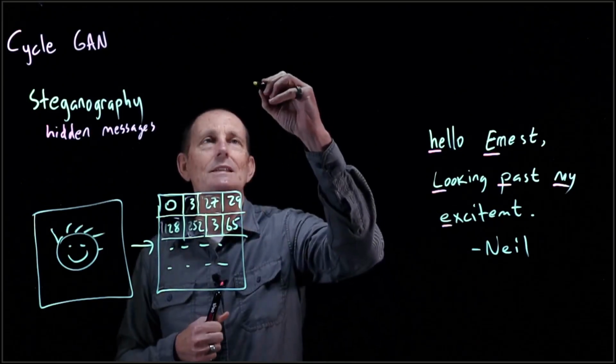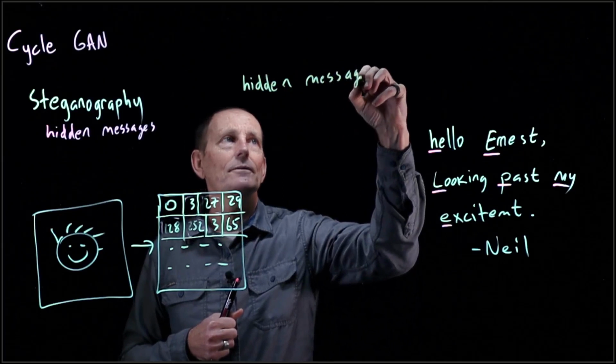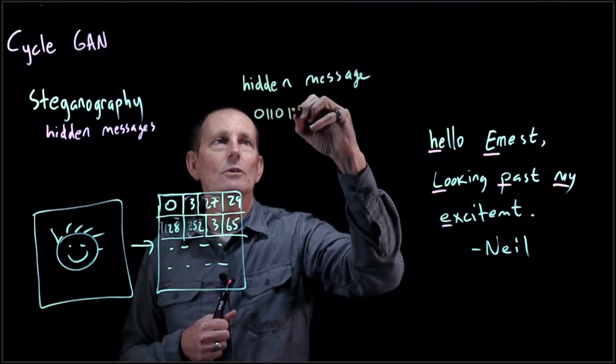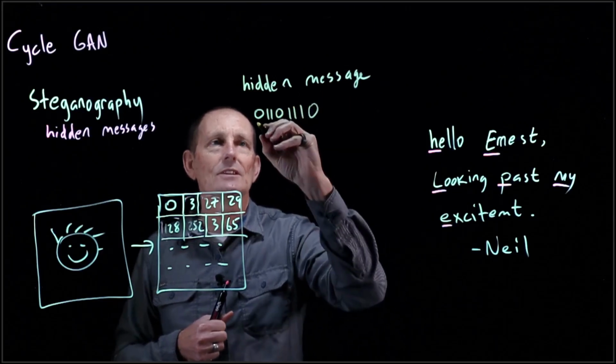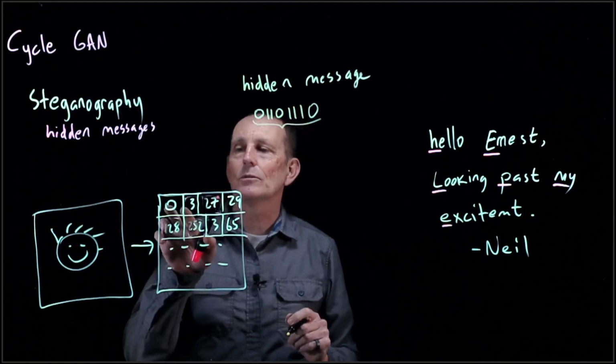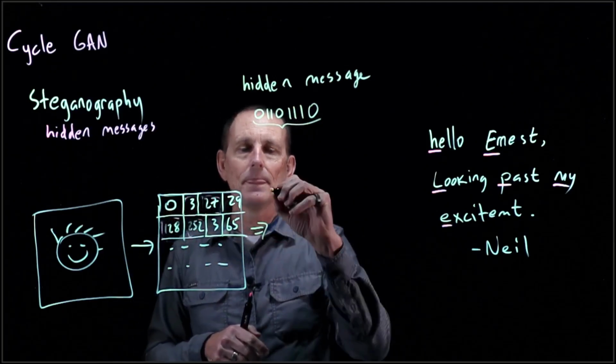So let's say this is my hidden message. My hidden message is in binary. So my hidden message is 0, 1, 1, 0, 1, 1, 1, 0. Okay, that's what I'm trying to hide into this image. And so I am going to go through and apply this to each of these values.